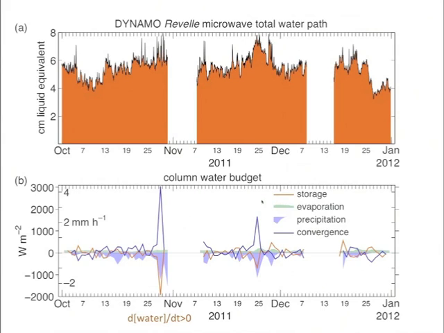So this is the microwave total water path. The microwave radiometer retrieves liquid water path and integrated water vapor. The liquid water is negligible, but I added it in just for completeness.